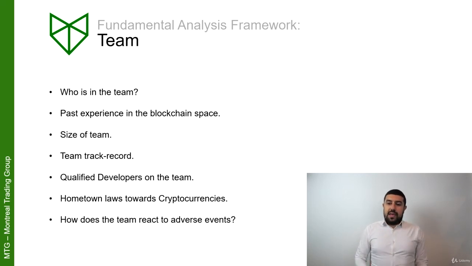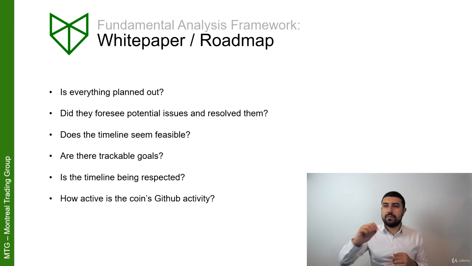And now the last thing is how the team reacts to adverse events. So when something happens that's not a good thing, how do they act? We've seen teams act very poorly, and then the coin tumbling down. And we've seen teams acting very well to some bad events, and because of that, the coin keeps going up, because we know that the team is going to be good in handling these situations, because these situations will always happen in the future.